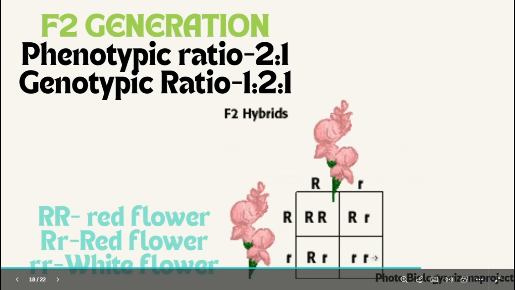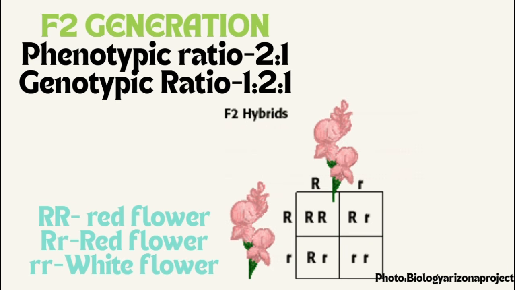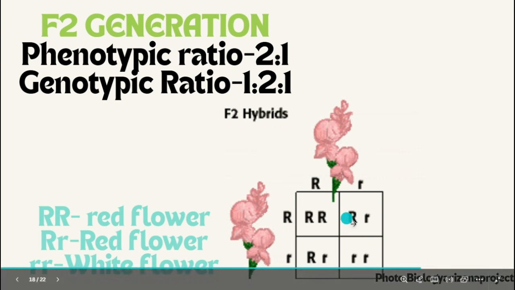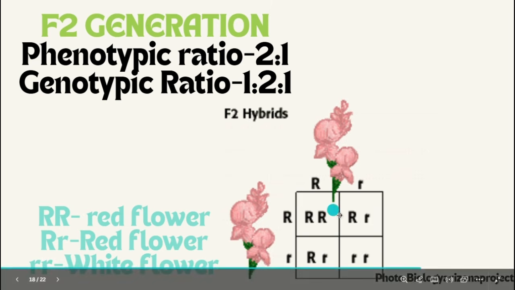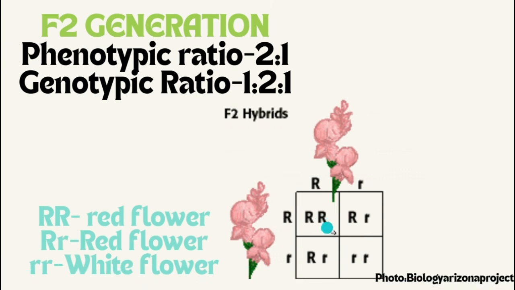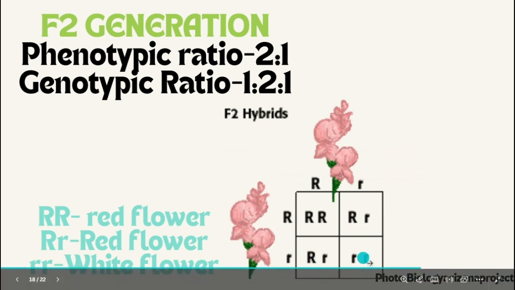And then the last one is going to be little r, which is recessive, and it's going to go for white flowers. So at the end of the day, we have one, two, three red flowers, right? We have three red flowers, and we have one white flower, right? So 3 to 1, right? And then for the genotype, it's going to be one big R, two big R, little r, and then one little r, right?